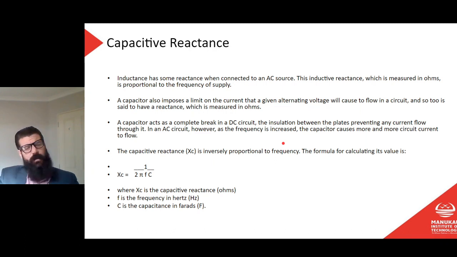So we'll never have a phase angle of 90 degrees. Our phase angle will always be something less than 90 degrees. Right, capacitive reactance.